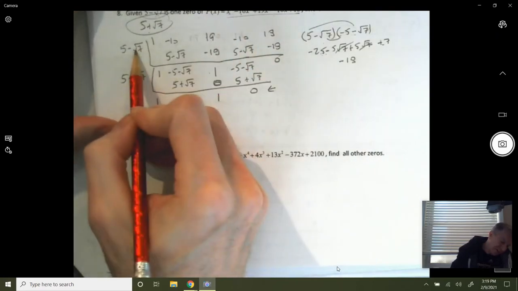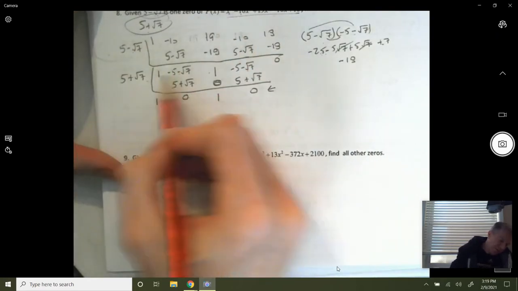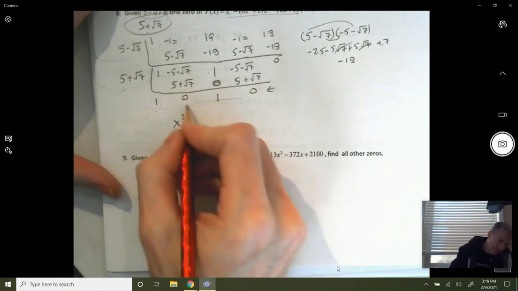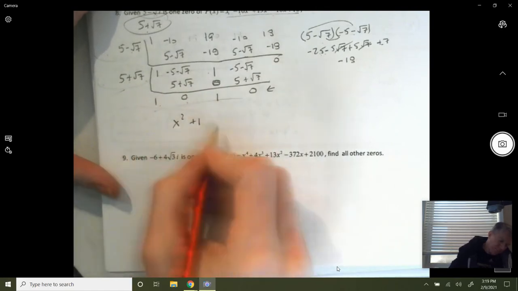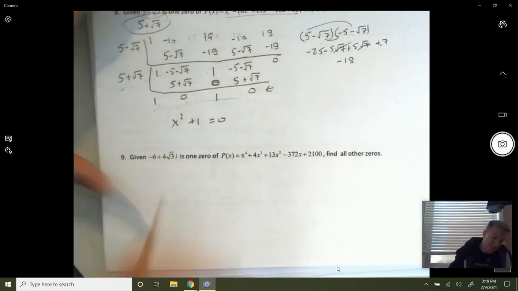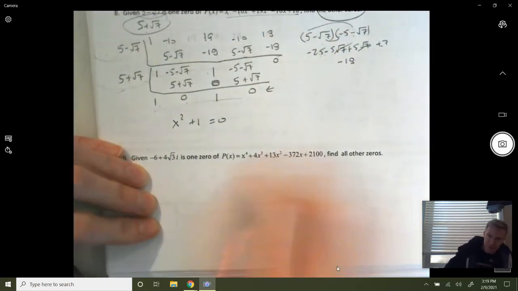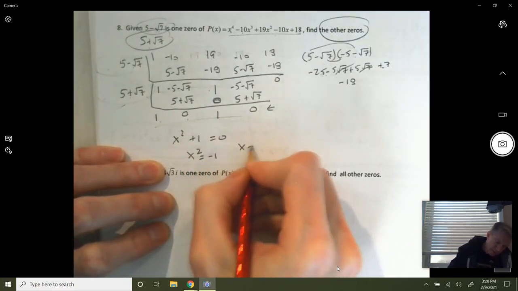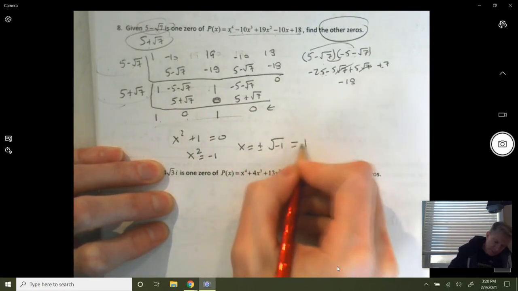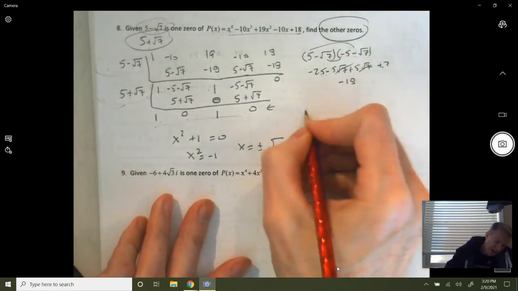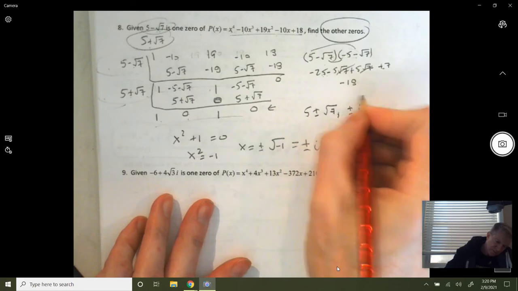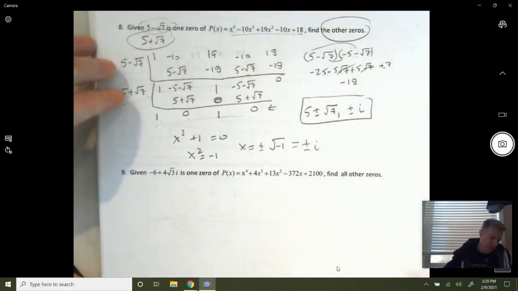Now notice this was a 4th degree. When I divided by a linear, x minus this thing, I got a 3rd degree. I divided by a linear again and got a 2nd degree. This is x squared plus 0x plus 1. Setting that equal to 0 is going to give me the other two zeros. So x squared equals negative 1, so x equals plus or minus the square root of negative 1, or plus or minus i. So your zeros are 5 plus or minus rad 7 and plus or minus i. There's your 4 zeros. Okay, one last problem.